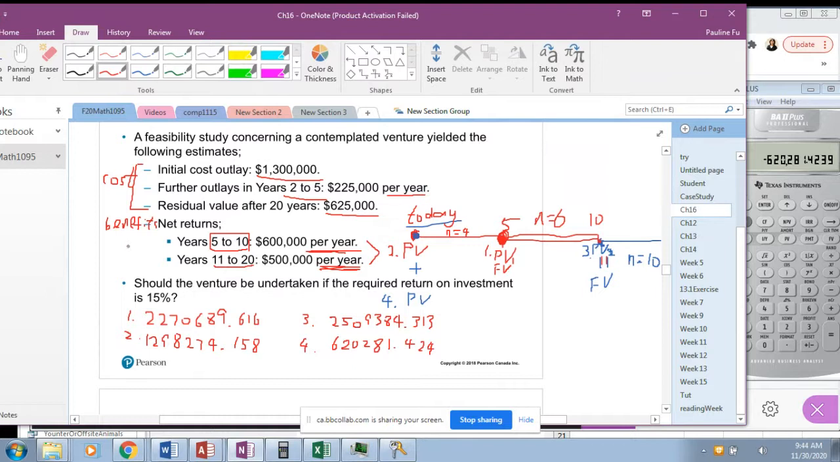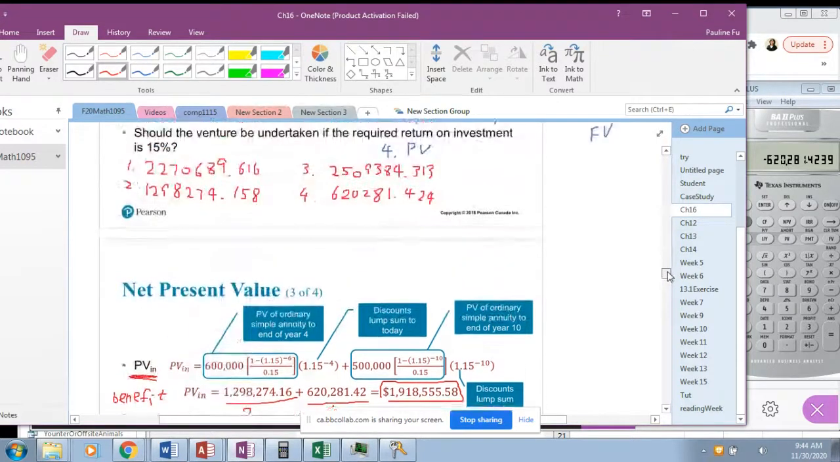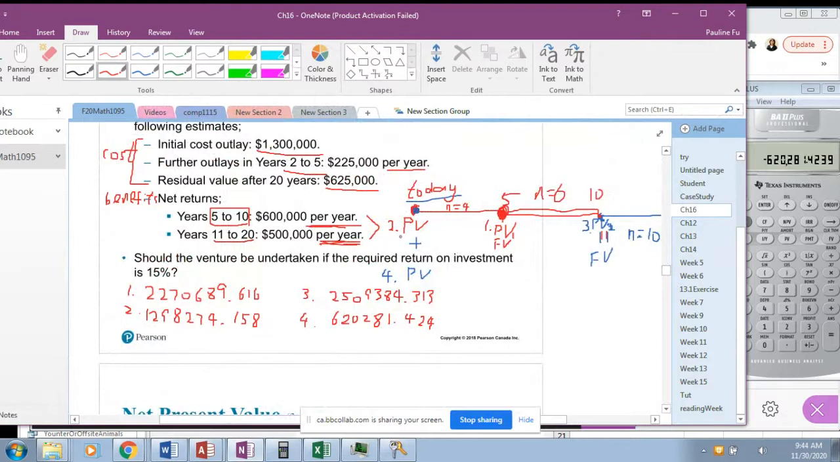All right, and for the final benefit, you add step 2 with step 4. Let me check my step 4 number with the formula method. It is correct, this number here. When you add them, the benefit is this number here. This is step 2, and this number is from step 4. Add step 2 with step 4, and you get the total benefit. That is the calculator method for calculating the benefits.